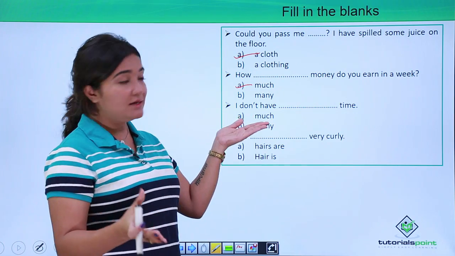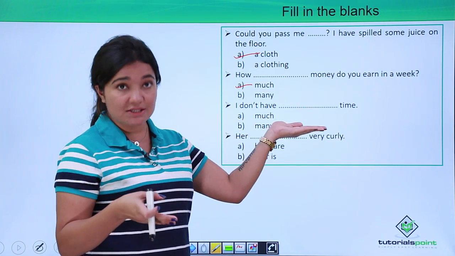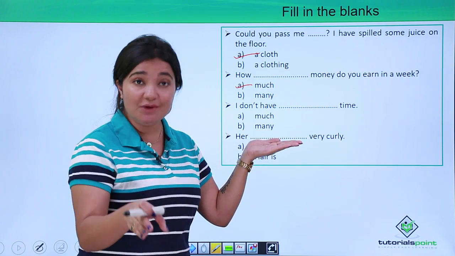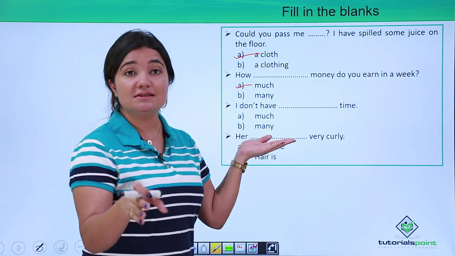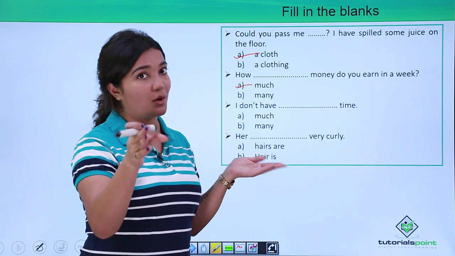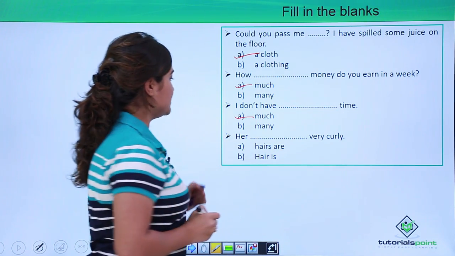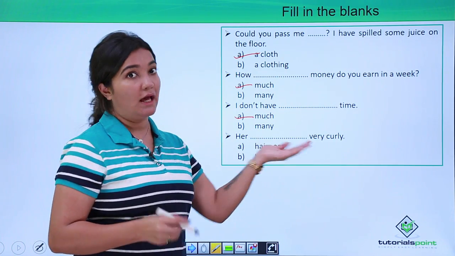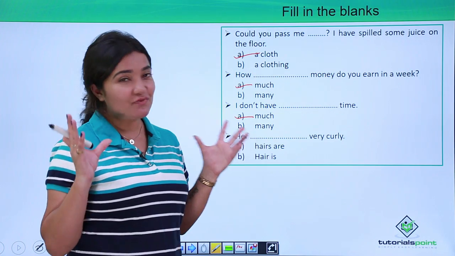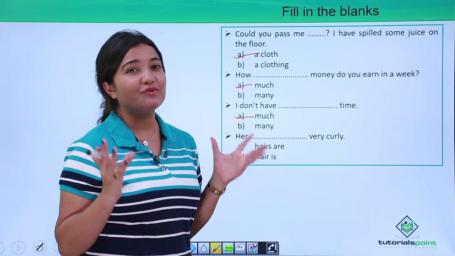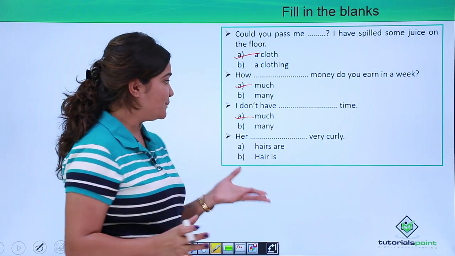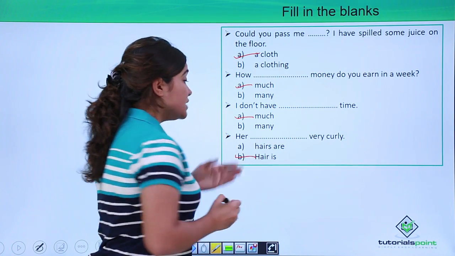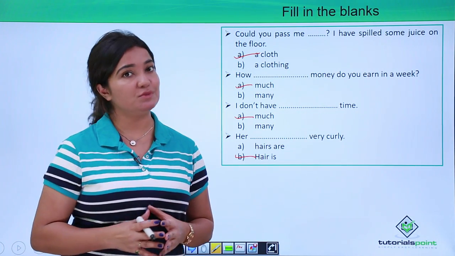So here again, it is uncountable according to the context of the sentence. So I don't have much time. You won't use many with it because here it is considered to be an uncountable noun. So much is the right answer. Her dash very curly. I know. So isn't it so much fun to have curly hair? Don't they look really, really pretty? I definitely love them. So her hair is very curly, because here again is an uncountable noun. Clear?